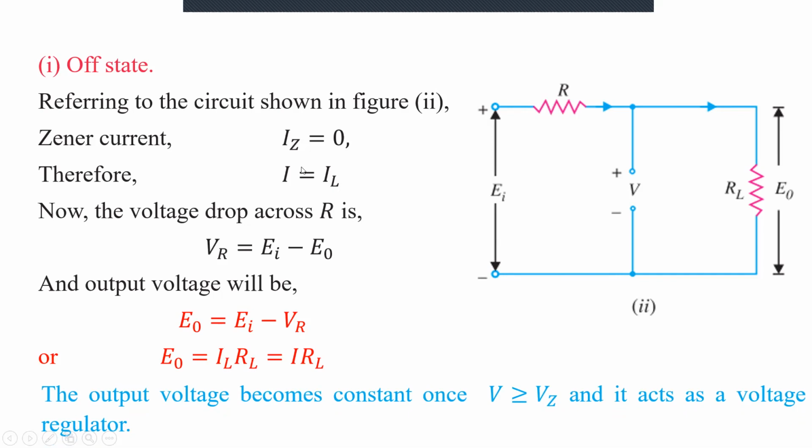Here the load current is equal to the total current. The total current can be calculated by taking VR divided by the resistance, which will give you the total current. That is how you can analyze this circuit.